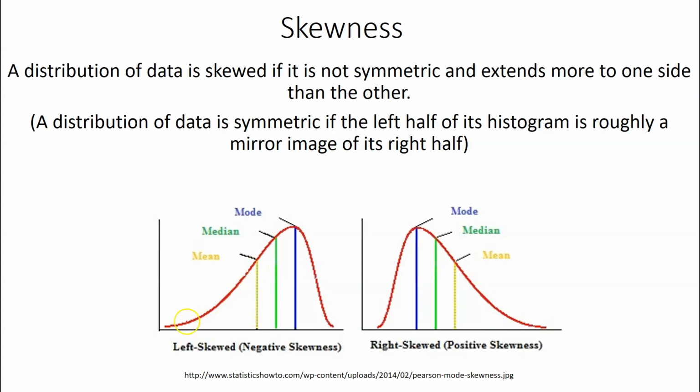If it's being pulled to the left, we say it's left skewed or negatively skewed. If it's being pulled to the right, we say it's right skewed or positively skewed. Positive goes this way, negative goes this way. So positive to the right, negative to the left, just like if you were graphing with XY coordinate axes, on the x-axis, positives to the right, negatives to the left. Same deal, same kind of thing here.